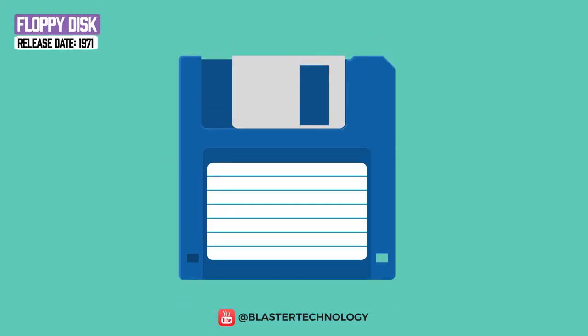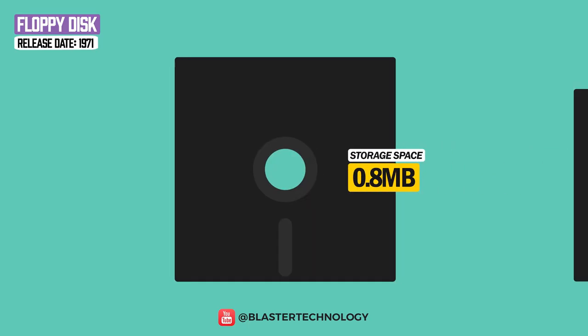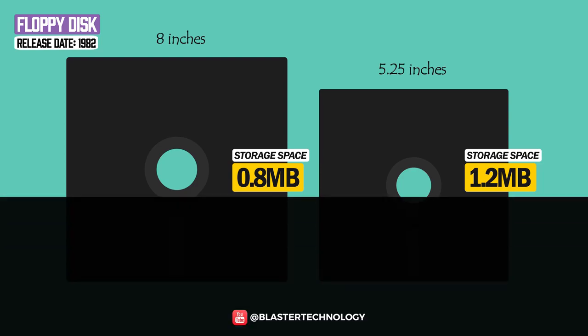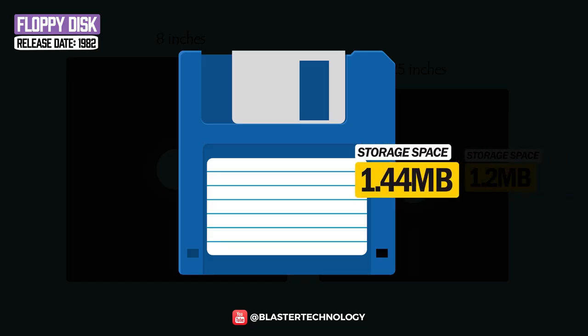In 1971, IBM introduced floppy disks or hard disk alternatives. At first, there were 8-inch floppy disks with a storage capacity of 0.8 megabytes, but later a smaller version of 5.25 inches appeared, which could store 1.2 megabytes. The 3.5-inch floppy disk was introduced in 1982, was the most popular, and could store 1.44 megabytes.